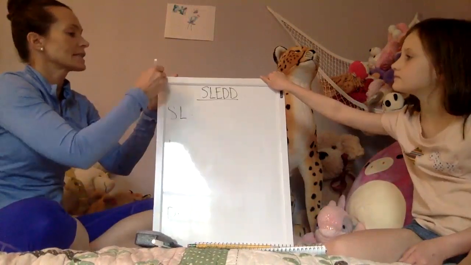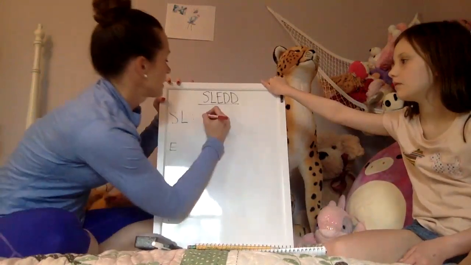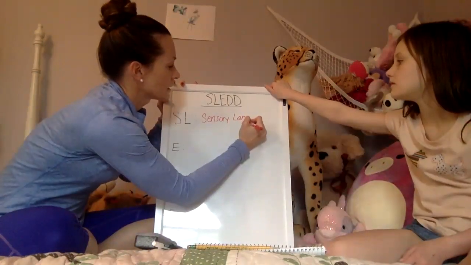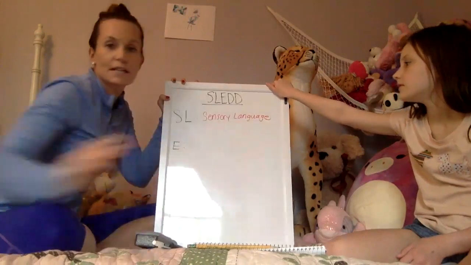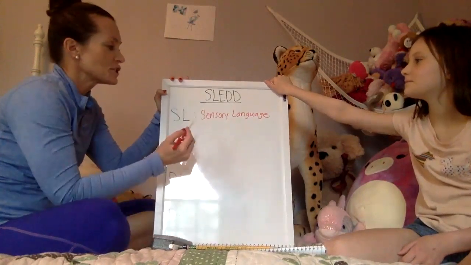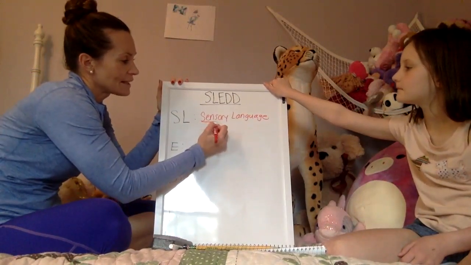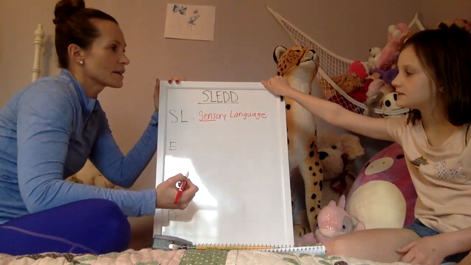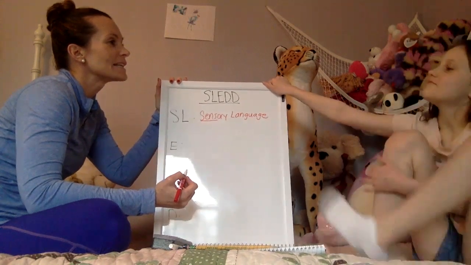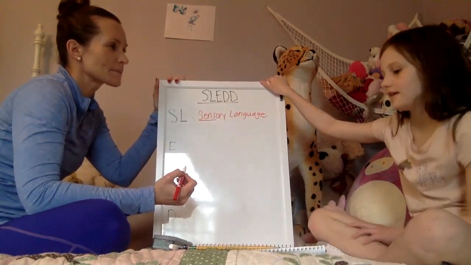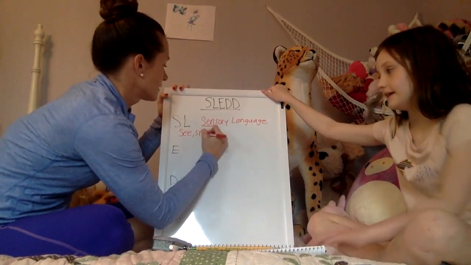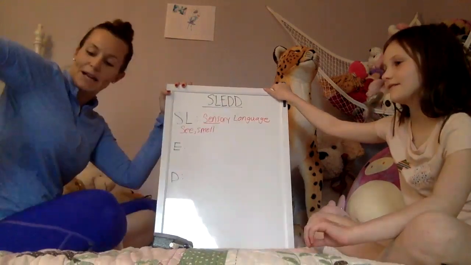The S and L in SLEDD stand for sensory language. Now that sounds like a really big word, especially maybe to a second grader, but Madison, do you know what that really means? If I were to underline this, can you read just that part of the word? Sense. Do you have any senses? Have you ever heard of the 5 senses? Can you name one of the 5 senses? Did you know more than that? Can you tell me what they are?